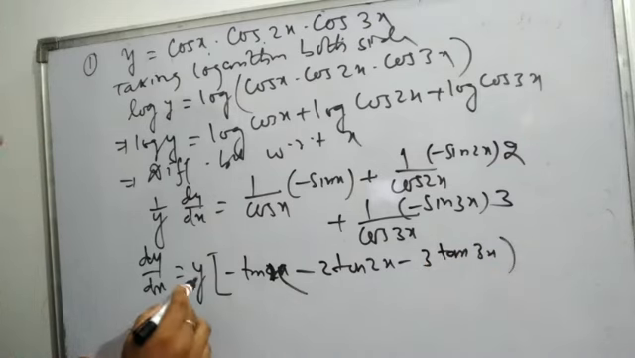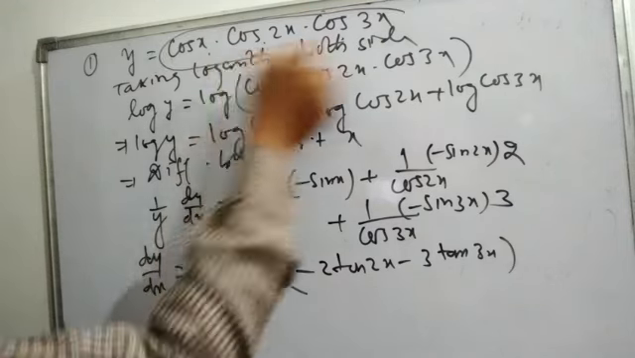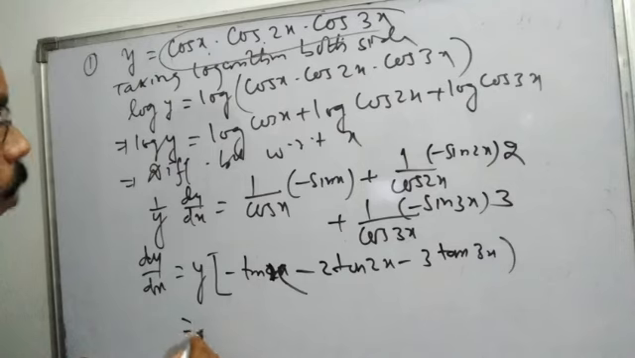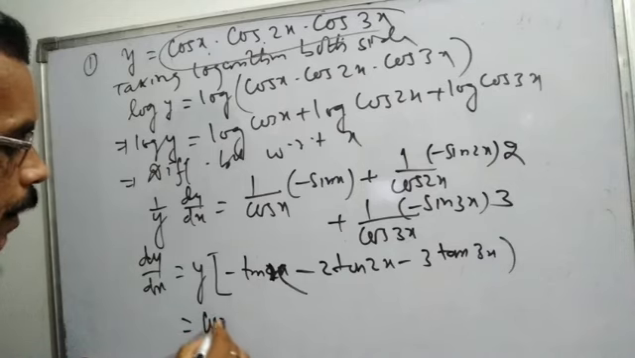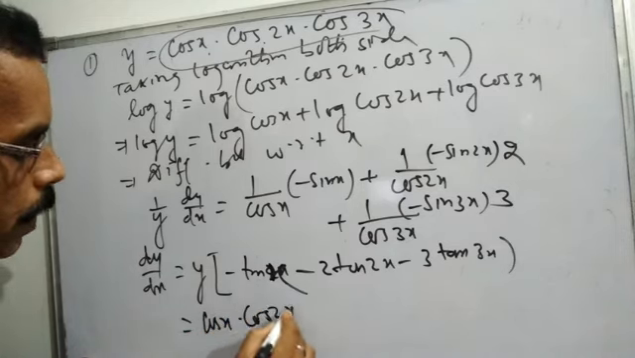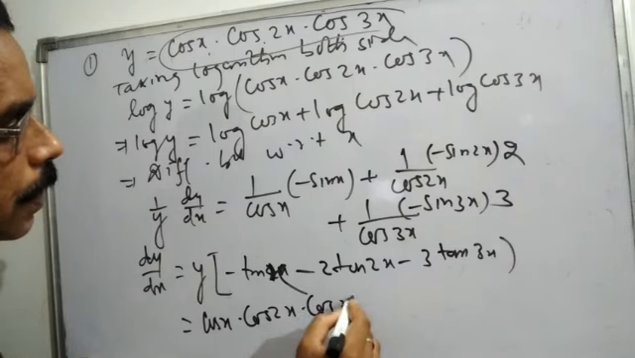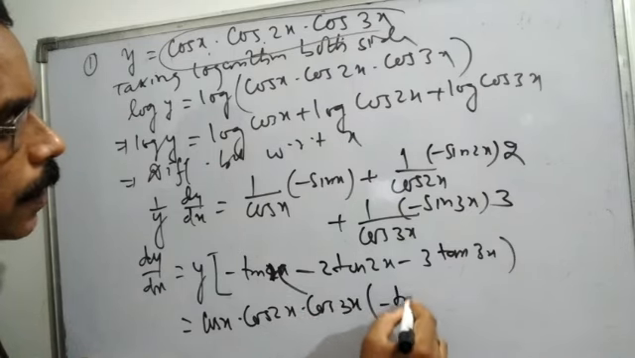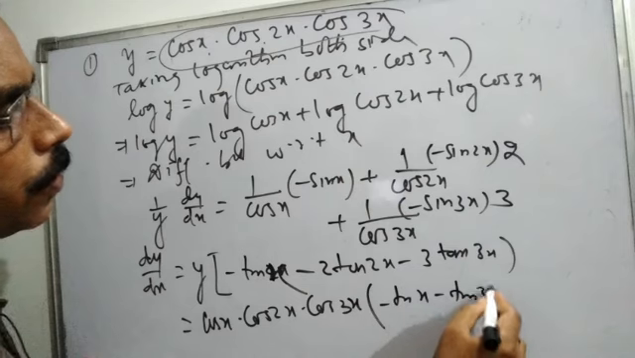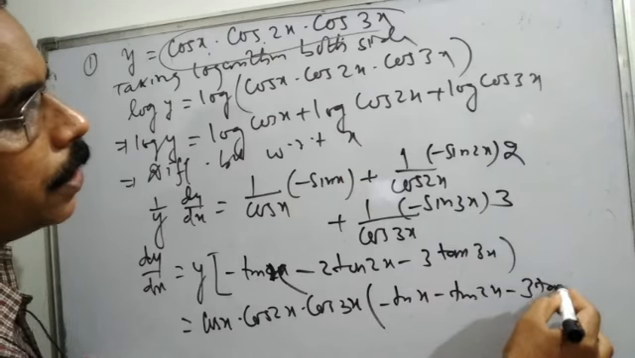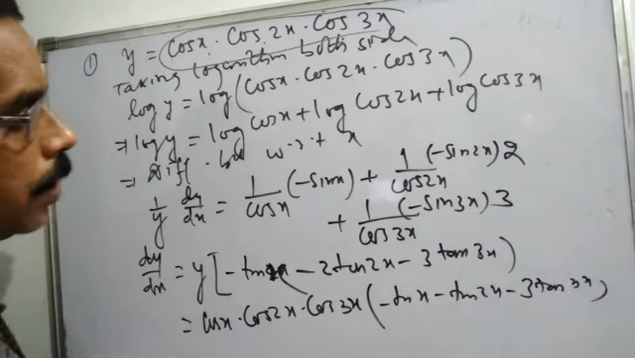Originally we have to put here the value of y. In this case, y is equal to cos x cos 2x into cos 3x, into minus tan x minus 2 tan 2x minus 3 tan 3x. It will be the answer.